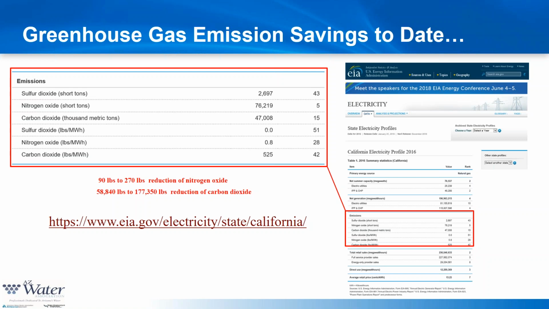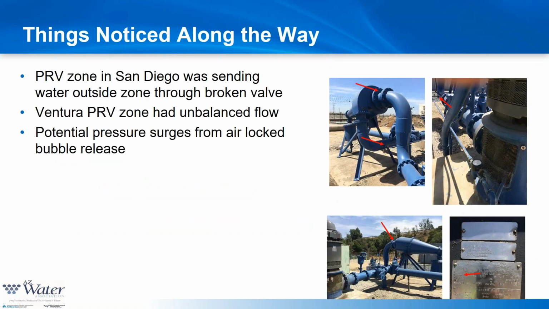A couple of things we noticed along the way. We talked about finding leaks, and this is preventing them. Every single one of their well pumps that they have sand separators on did not have air release valves at the intermediate high point.